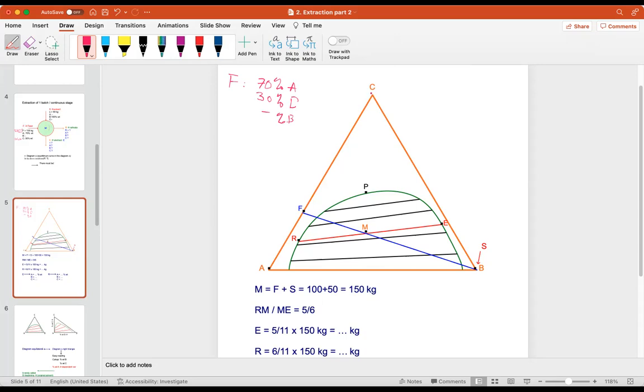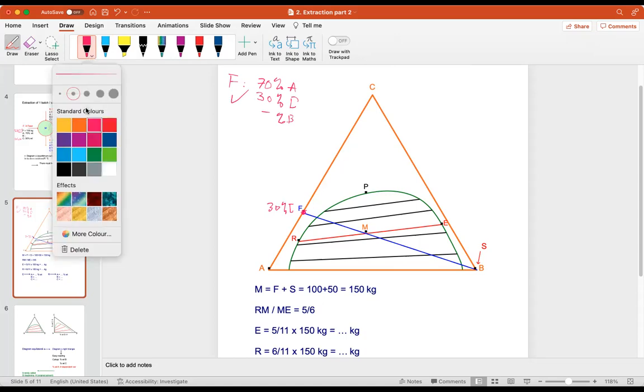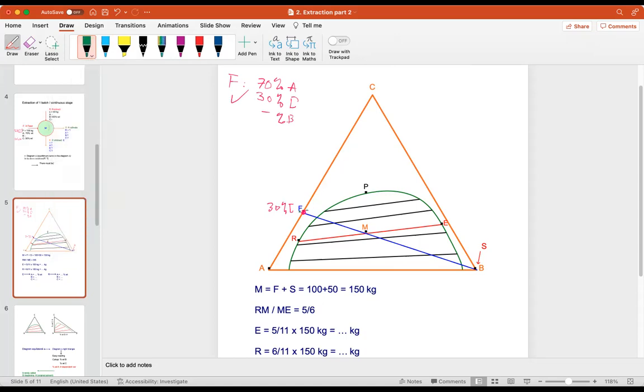Now find where is the 30% C. So this is 100% C, and this is 0% C. With your ruler, you find which one is the 30% of C. Divide the ruler into tenths to find the 3/10, and then you got the feed. This is C, and the remaining is A. Put your feed, maybe with a color. Okay, this is your feed.